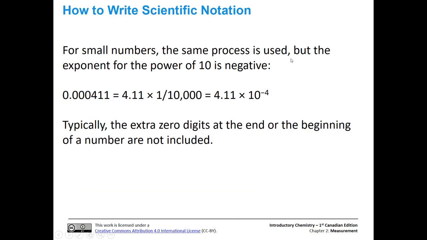For small numbers, we use the same process, but now that power of 10 is negative, okay? So here is 0.000411, and we want to write this in scientific notation. Now, we have a decimal place here. See the decimal place between these two zeros? That zero doesn't matter, but I'm going to move the decimal place now.